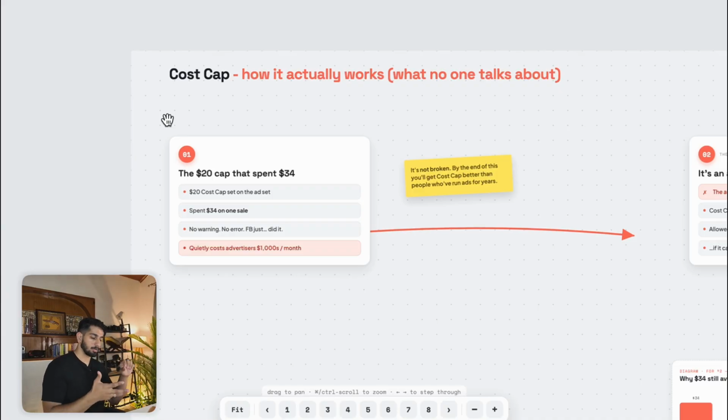Now, if this has happened to you, what a lot of people might think is, is Facebook broken? Is something wrong with my ad sets? Is my cost cap set up wrong? But that is not the case. Your cost cap is not broken, and that is exactly what I'm going to explain in this video.